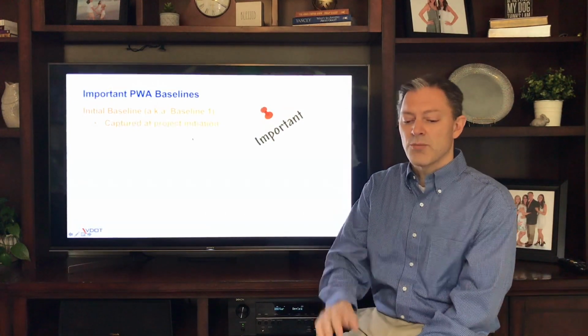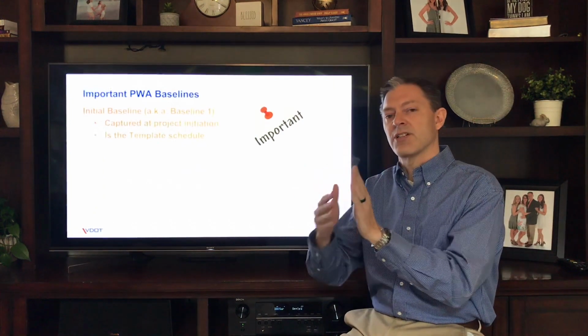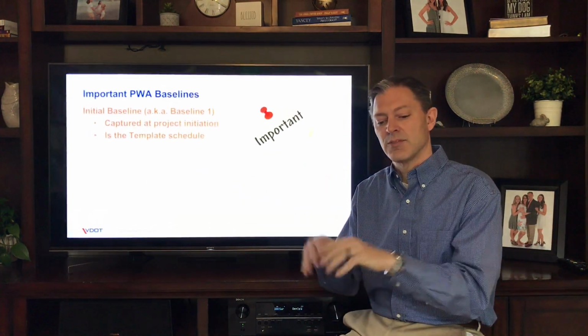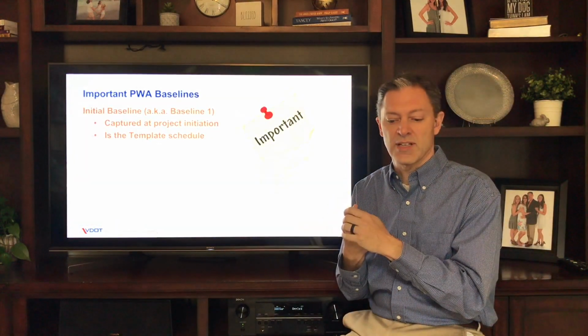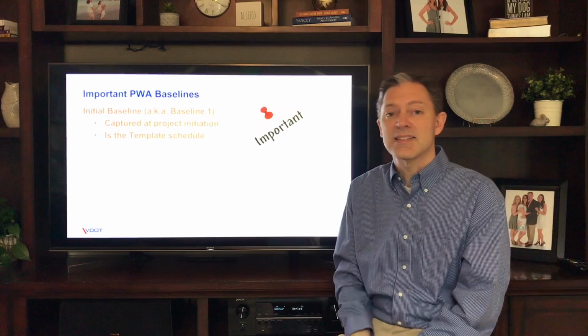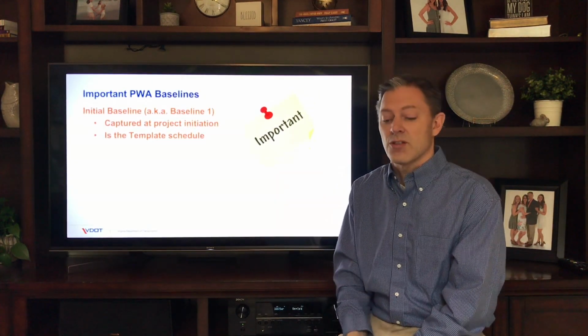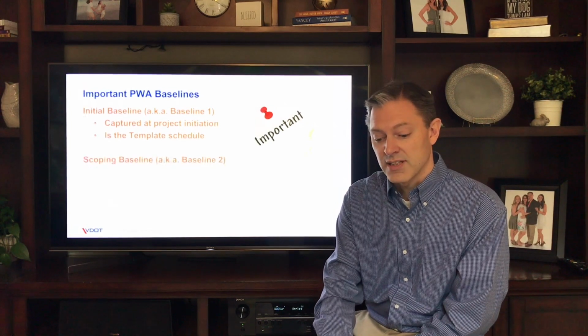So when you create a project, it is captured when the project switches from a candidate project and becomes active within VDOT's system. PWA snaps a picture of that schedule, and that becomes your initial baseline. And that is what you're compared against through scoping. And this is the template schedule. So whatever the template has, that is your initial baseline that takes you through scoping.